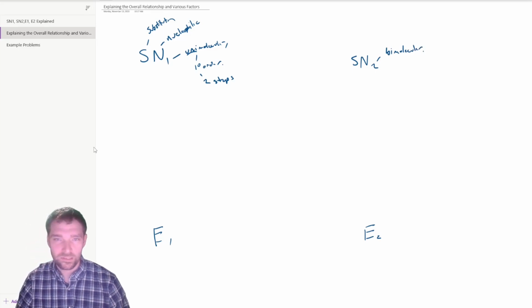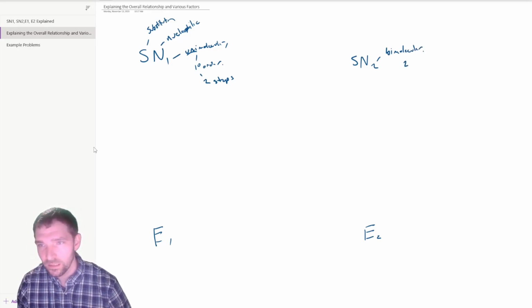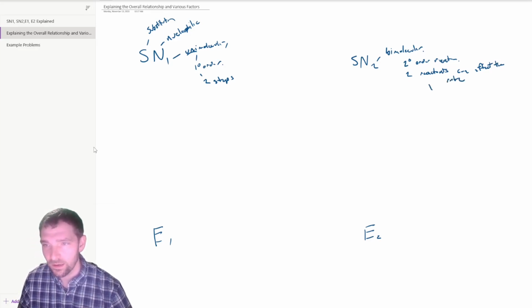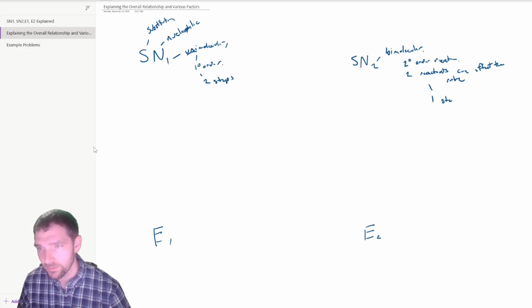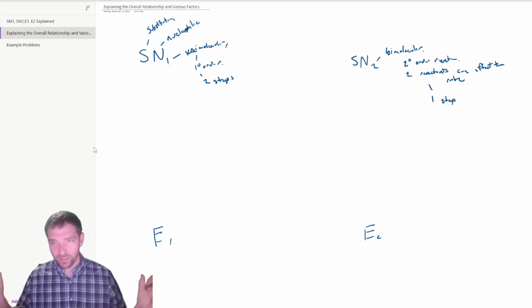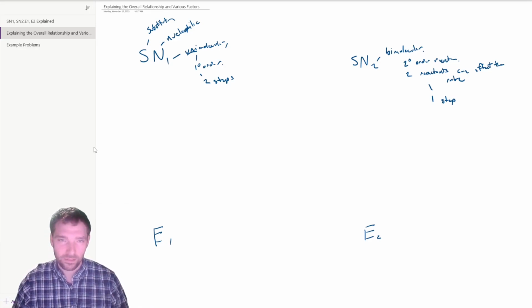So the reaction is depending on two different reactants. So this is a second order reaction. Two reactants can affect the rate. In other words, this is all happening in one step. So everything is involved in SN2 at once because there's two molecules coming in together happening all at once.